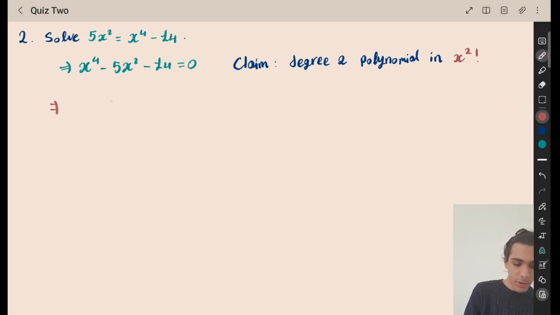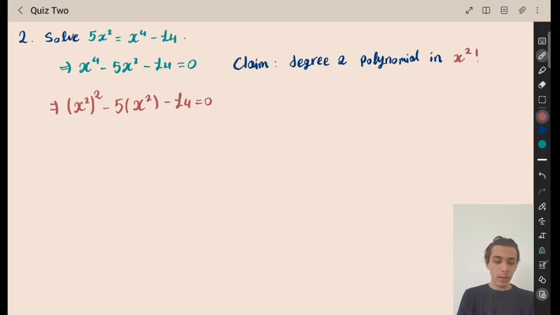So 5x squared, I'm just going to write 5 and I'll put a bracket which will contain x squared, minus 14 is equal to 0. And here what's happening really? Here it's x squared, squared. Yeah, I mean it works. It looks like it works because x squared squared is equal to x to the 2 times 2, which is equal to x to the fourth.